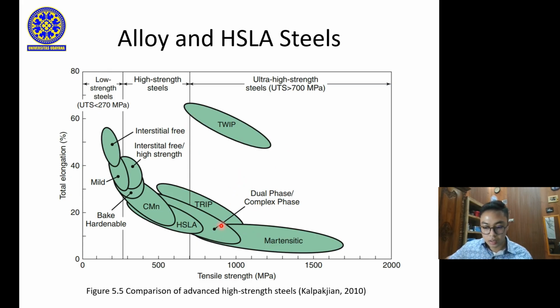And then there are martensitic steels. They are on the far right here. They have high strength, but low ductility. So these charts help us understand why advanced high strength steels are chosen in automotive and structural applications.